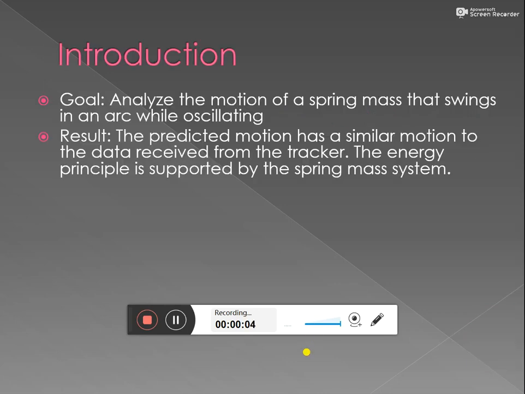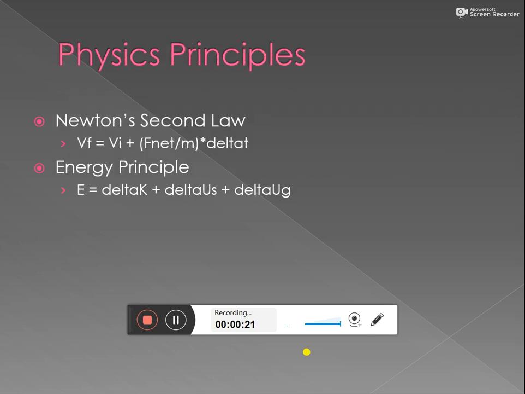The goal of this lab was to analyze the motion of a spring mass that swings in an arc while oscillating. And the result that I got, which I'll explain throughout this PowerPoint, was that the predicted motion has a similar motion to the data that we received from the tracker. And I saw that the energy principle was supported by the spring mass system, which I will discuss more when I talk about the results.